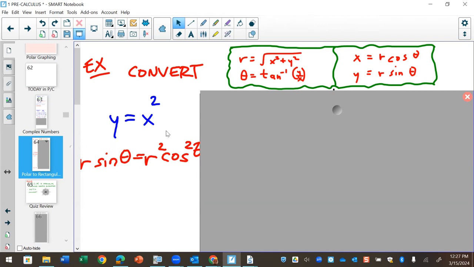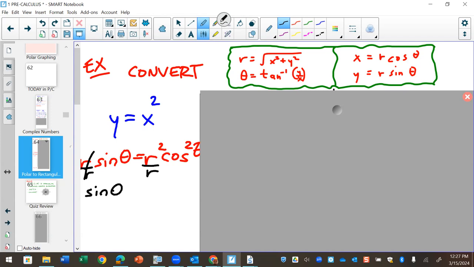Okay, so last step, put it into the form so that it says R equals. So how do you want to get the R's together? Any ideas? Divide. Oh, good. Let's divide both sides by R. I crossed it out there. So what's left? Sine equals R cosine squared.